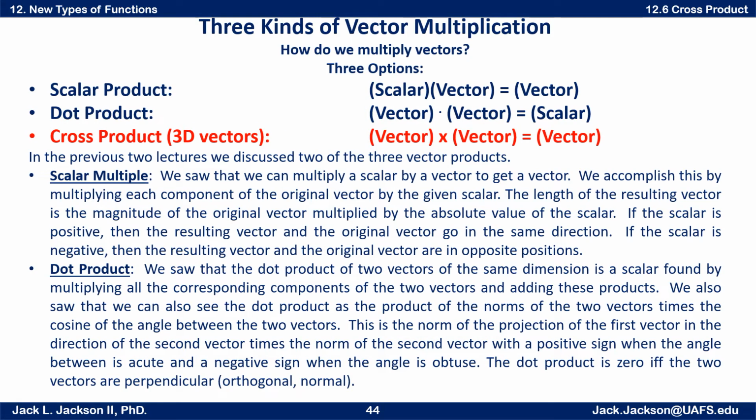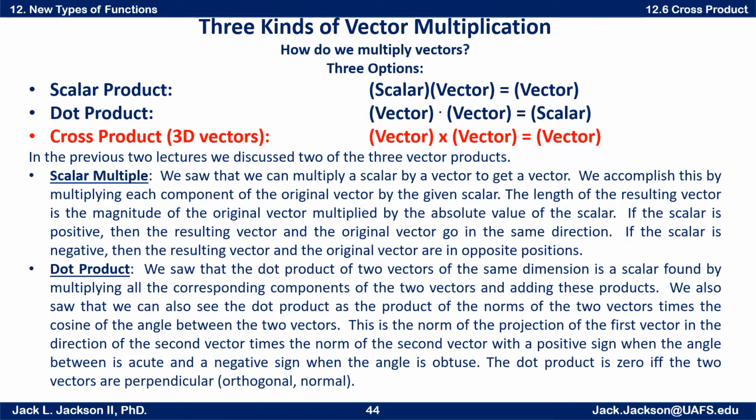So recall that we have been talking about this idea of multiplying vectors, and we've seen in the previous two lectures how we've discussed two of the three different kinds of vector products. We talked about a scalar multiple, and we saw that we can multiply a scalar by a vector to get a vector. We accomplish this by multiplying each component of the original vector by the given scalar.